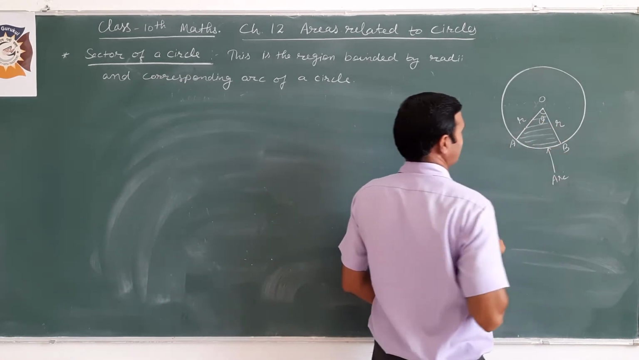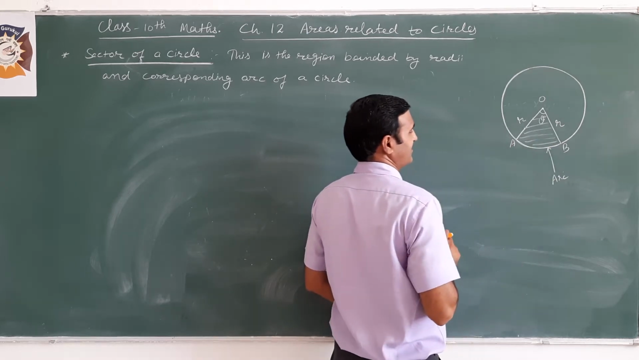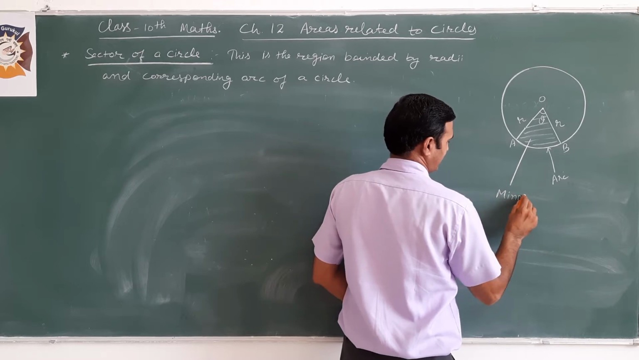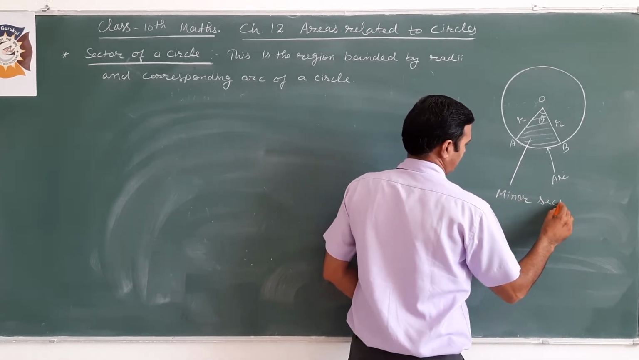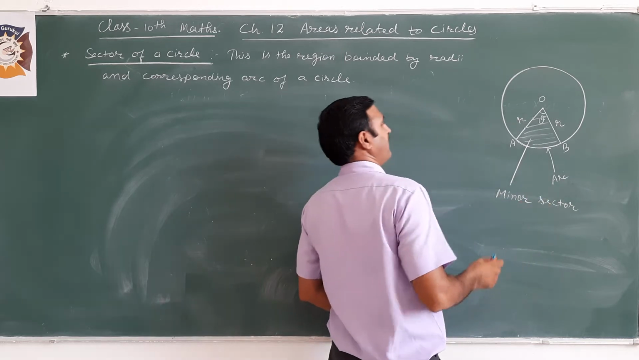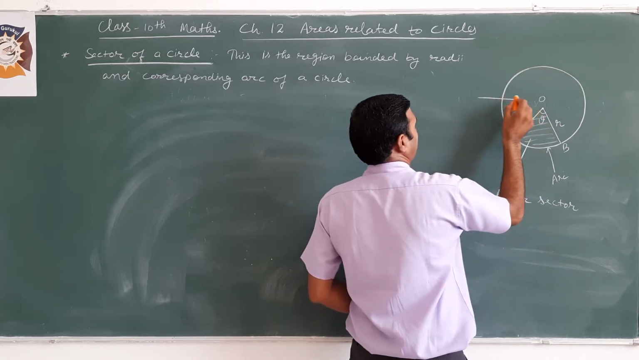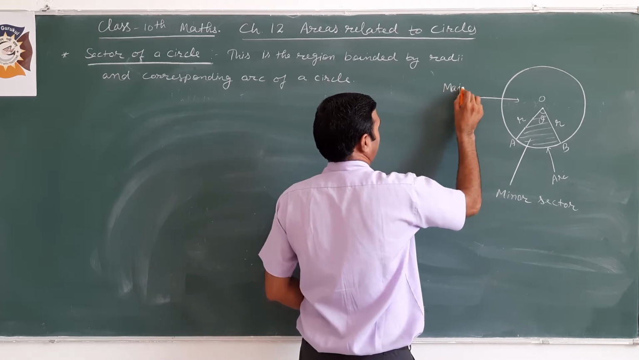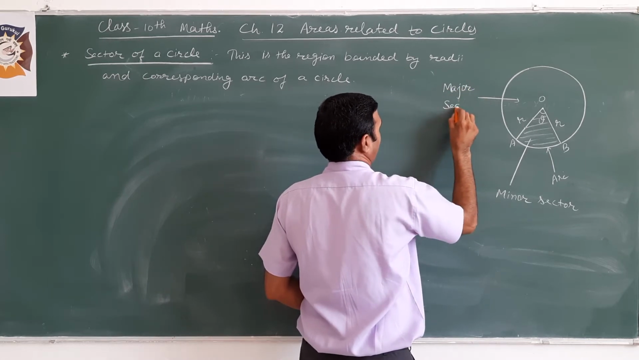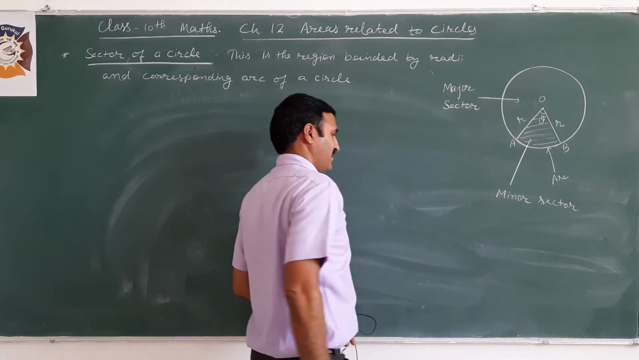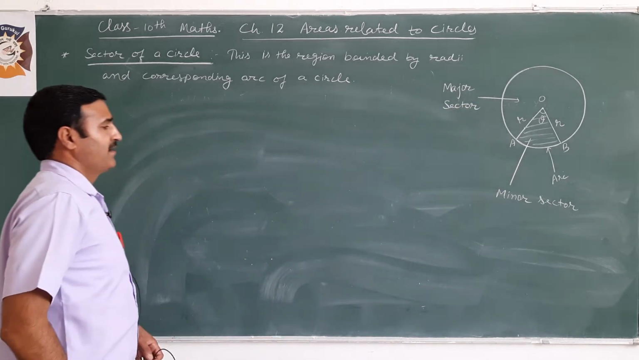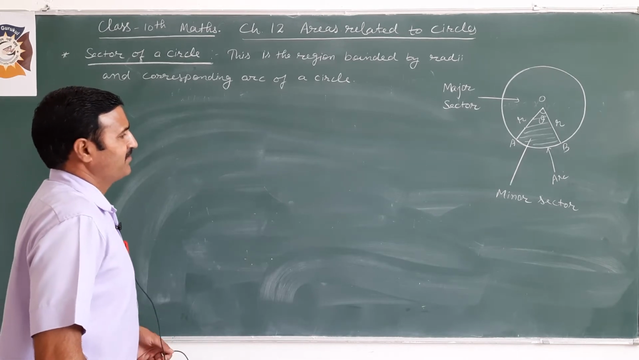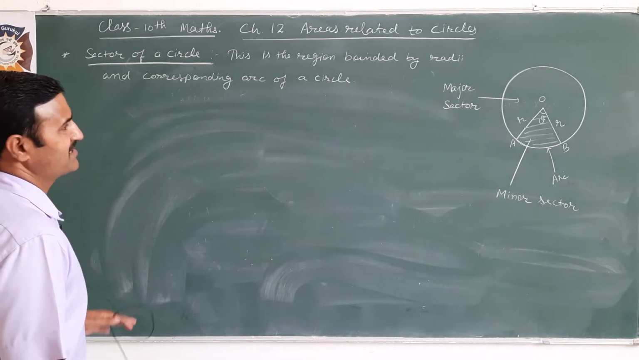We have two sectors in this. One is smaller sector and that is the minor sector. And the remaining part is the major sector. If it is written in the question only the sector, then it means that the minor sector is given, not the major sector.